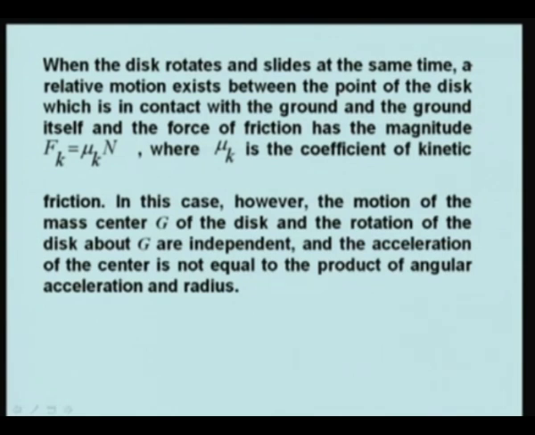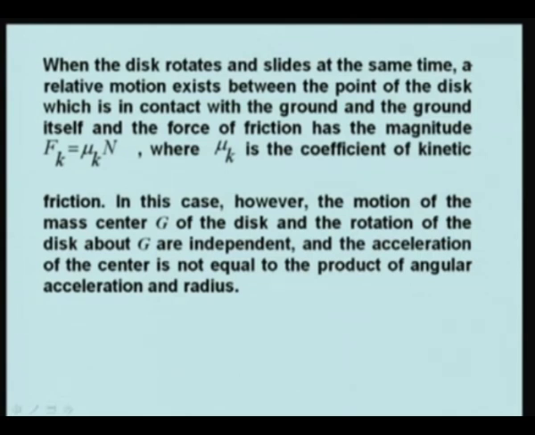The coefficient of kinetic friction is usually less than the coefficient of sliding friction. Sometimes it may be as low as 50% of the coefficient of sliding friction. In other cases the difference may not be that much, but there is some difference. So you get Fk is equal to mu k times N.